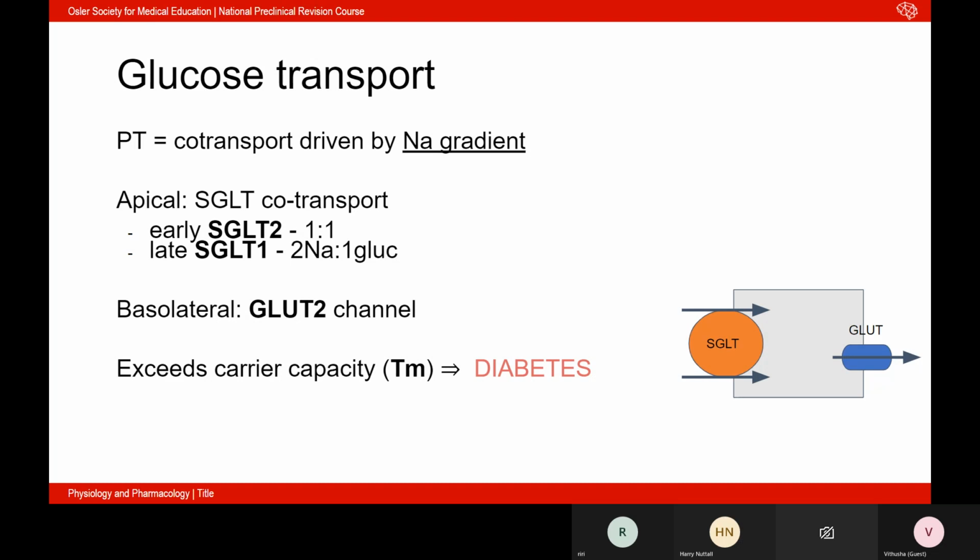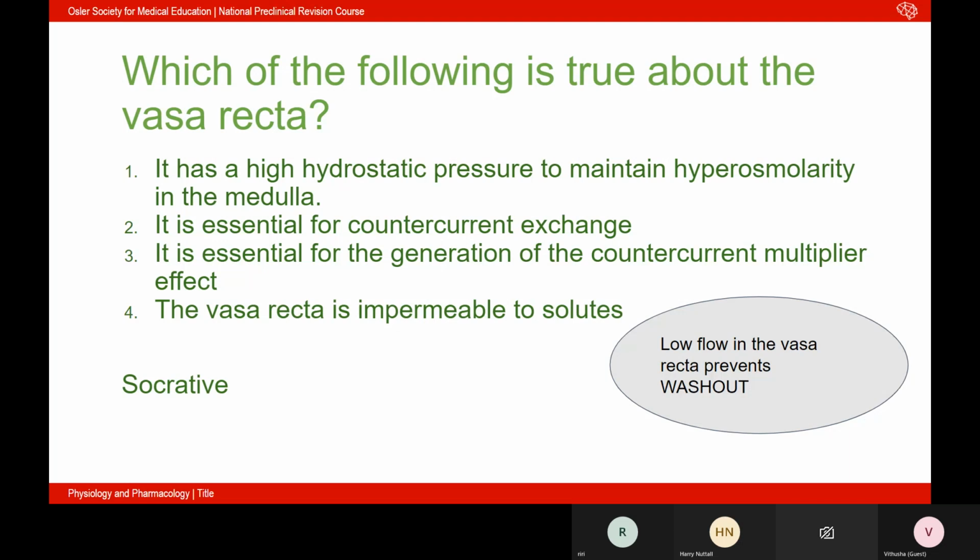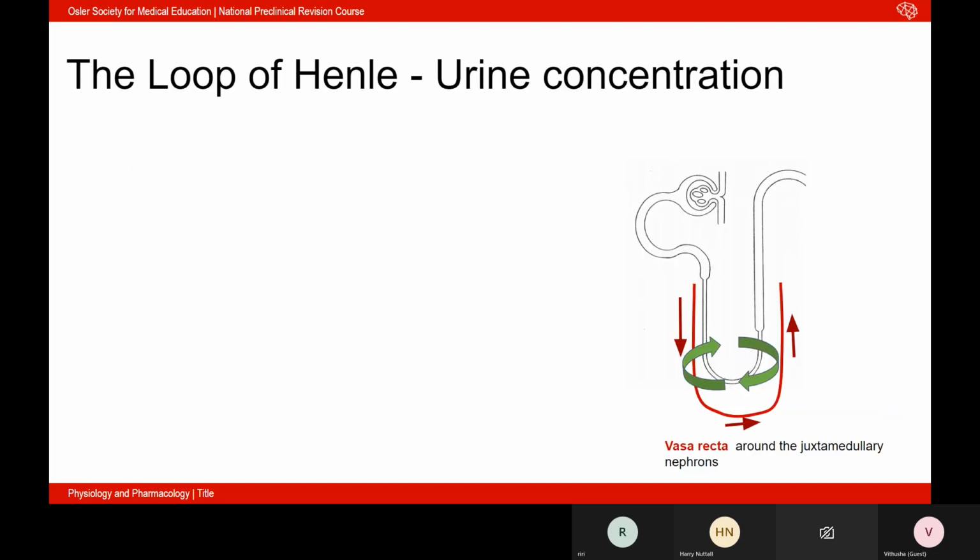Okay, let's get those results. Yeah, so the vasa recta does not have a high hydrostatic pressure. It actually has a low hydrostatic pressure to not wash out that medullary concentration. It is essential for the countercurrent exchange system, but it doesn't generate the gradient within the medulla. I'm going to explain that in the next slide. And the vasa recta is not impermeable to solutes. In fact, it's very permeable. It can reabsorb solutes.